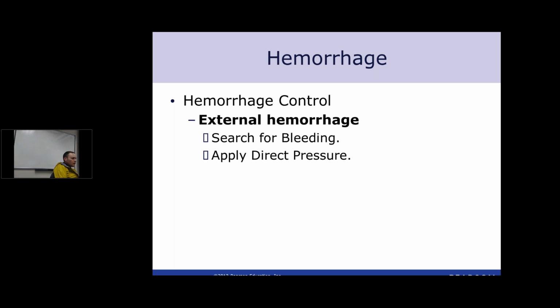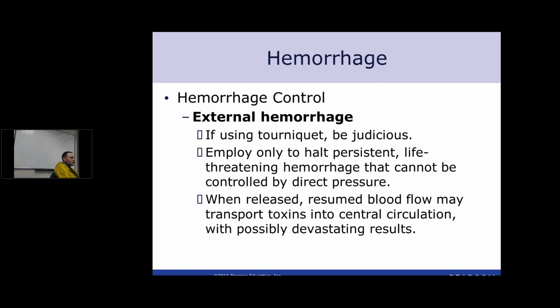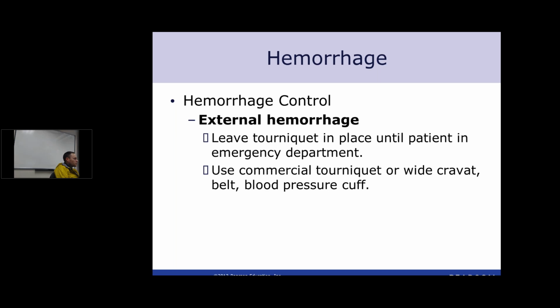So easy external hemorrhage is obviously a lot easier. It's more obvious to find. Extremity injuries should be easier to control than more central external hemorrhages, and can be controlled most effectively by direct pressure. If you don't have a tourniquet, what else could you use as a tourniquet-like? You can use a belt. You can use your blood pressure cuff.